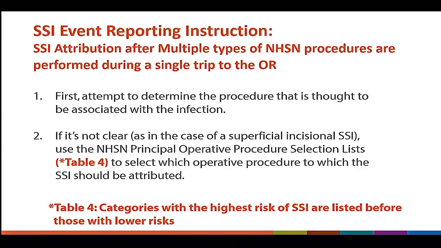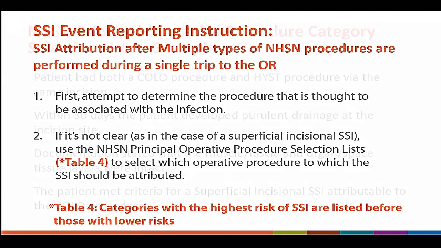And if it's not clear, and we see this often with superficial incisional SSIs, we have a table in the SSI protocol, it's table 4, and it's the NHSN Principal Operative Procedure Selection List table. And from here, you would determine which procedure to attribute the SSI to. Those NHSN operative procedures with the highest risk of SSI are listed before those with lower risk of SSI in this table. So it's a tool there to guide you and to help you if you're just having trouble trying to determine where the attribution should go.